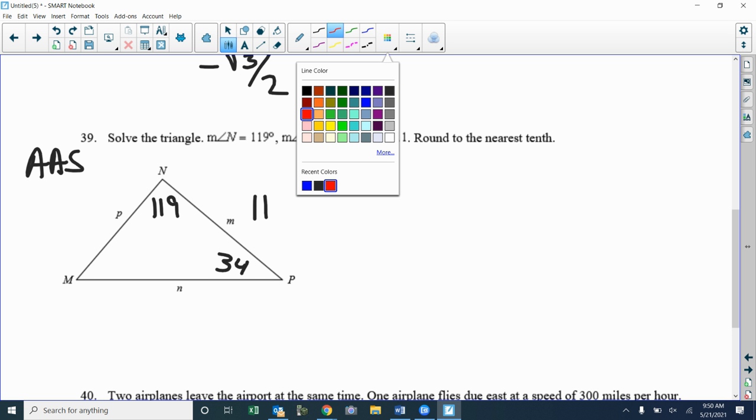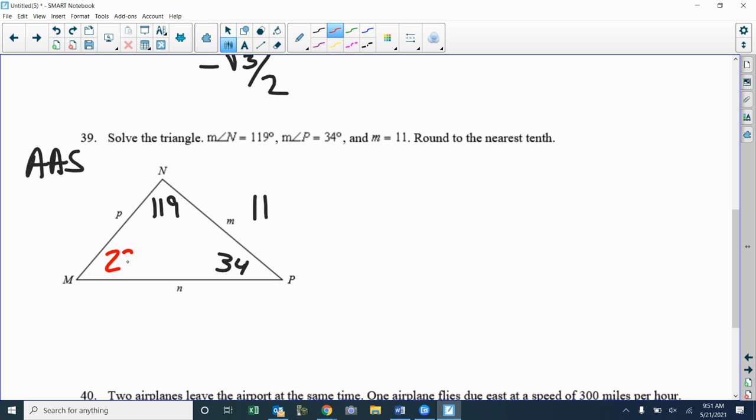We can find that other angle by the sum of the interior angles. Let's see, 119 and 34 would give me 153. Is that right? 153, and so the other angle would be 27. Did that in my head. So there you get your angle M.